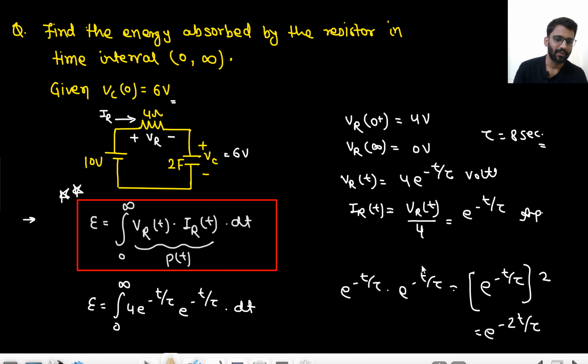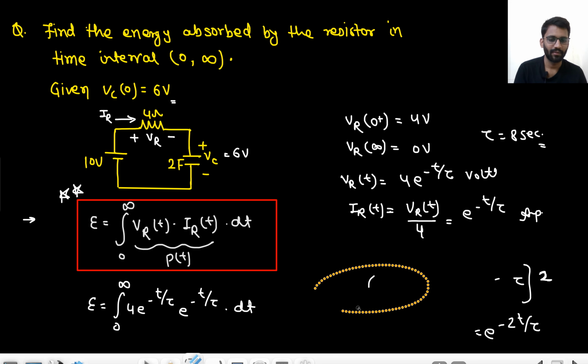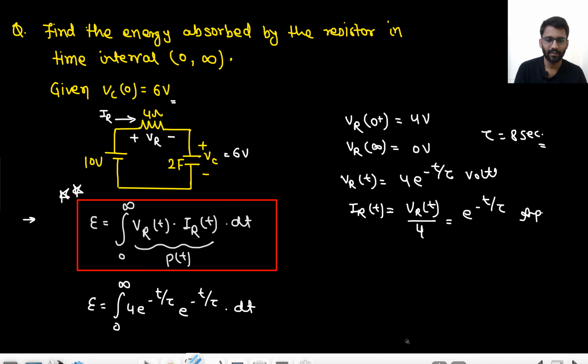The square will not go there. Sometimes people make this common mistake. This is simple 11th 12th class mathematics. e to the power minus t upon tau whole square, so 2 will come here, e to the power minus 2t upon tau, not t squared, 2t upon tau.